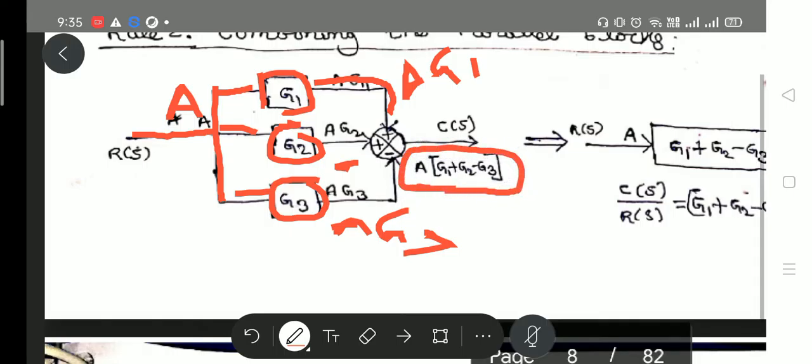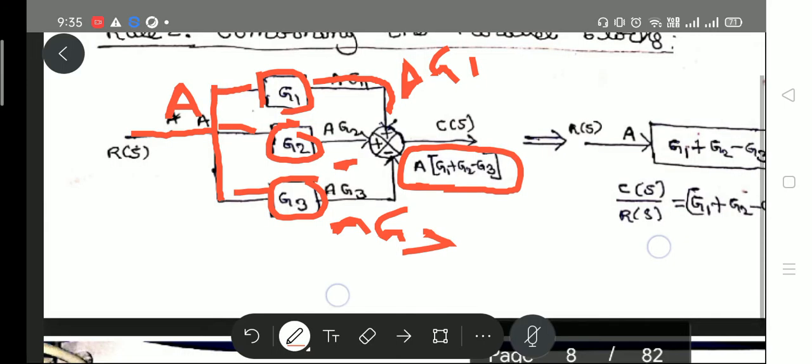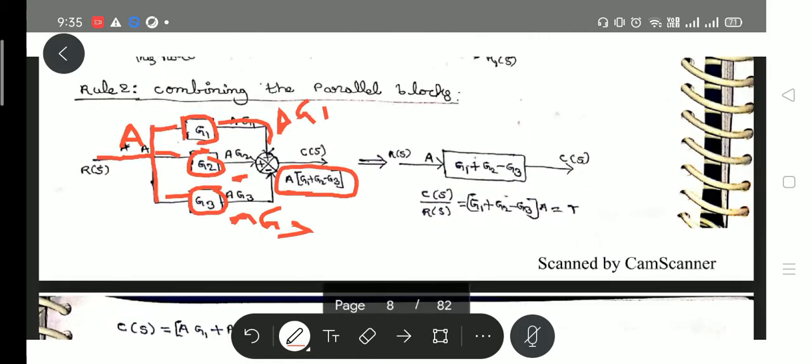This is the parallel connection. Here it is directly written as G1 plus G2 minus G3. The input function is A here. So C of S by R of S is equal to G1 plus G2 minus G3 into A. This is the transfer function of this parallel connection.